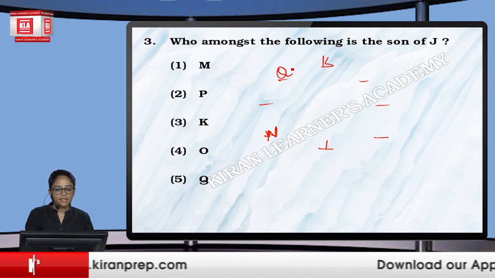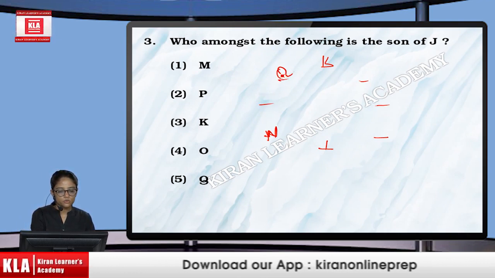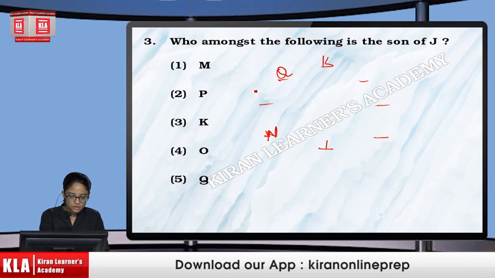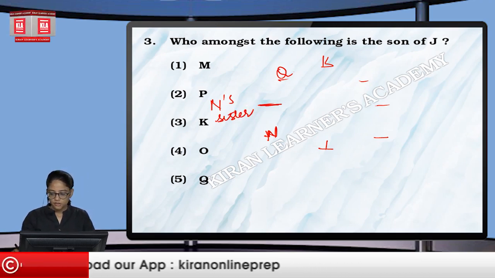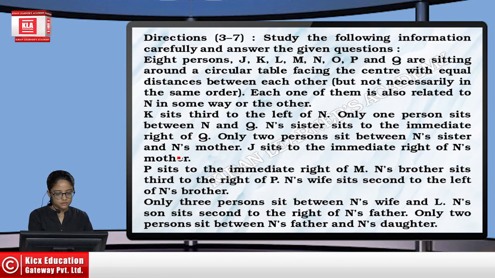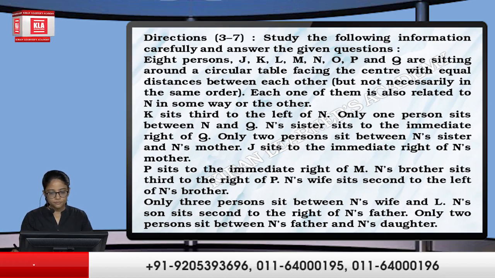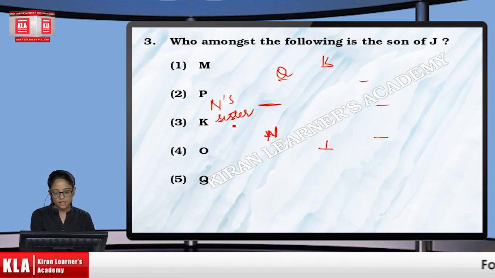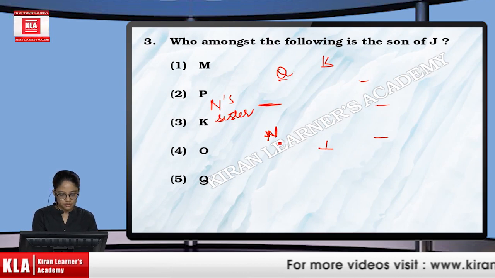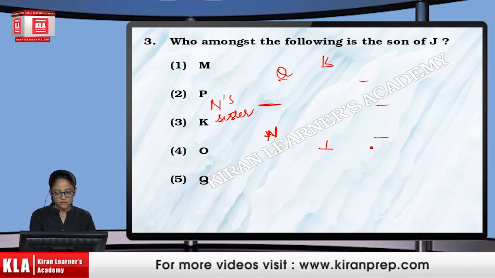And then it is saying that N's sister is sitting to the right of Q, means whoever is sitting over this place is N's sister. Next we have only two persons sit between N's sister and N's mother. Between N's sister and N's mother, we have two persons. So 1, 2, and here is N's mother.